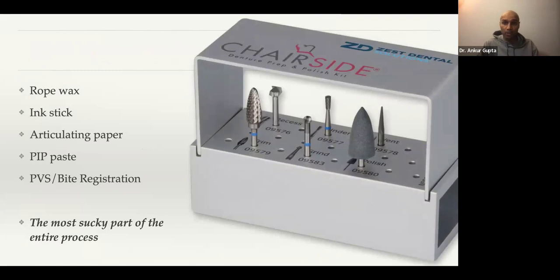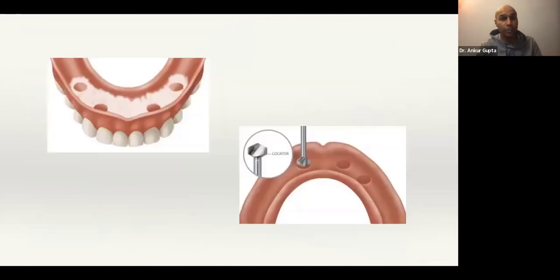Now, until I learned about this particular Burr and Polish kit from Zest, which is also available on the Implant Direct catalog, I used to use this gigantic football-shaped burr to adjust the underside of my healing denture. But they've made an actual burr that has the exact dimensions of a locator and metal housing complex. And what that allows me to do is remove just the right amount of acrylic on the underside of that denture so I don't over-remove, and it's a lot less frustrating. This is still a very sucky part of the process, but this is a little bit less frustrating.